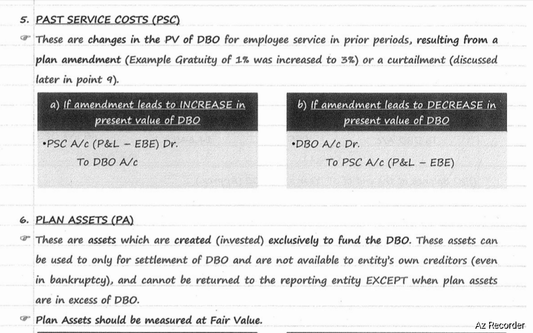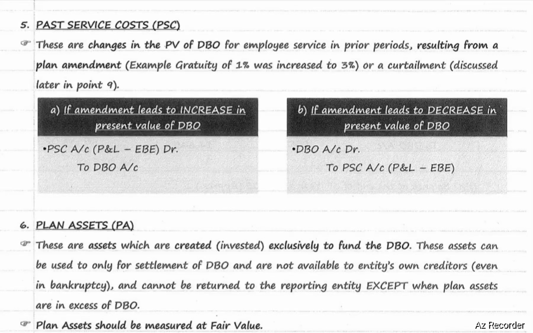If amendment leads to increase in present value of defined benefit obligation, the entry will be past service cost account debit to defined benefit obligation account. Past service cost will be transferred to P&L as employee benefit expense. If amendment leads to decrease in present value of defined benefit obligation, entry will be defined benefit obligation account debit to past service cost. Past service cost will be transferred to P&L as employee benefit expense.